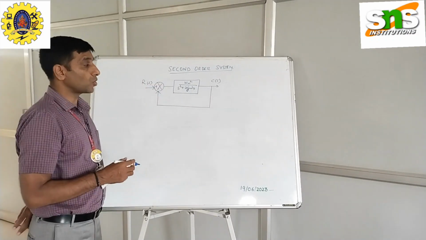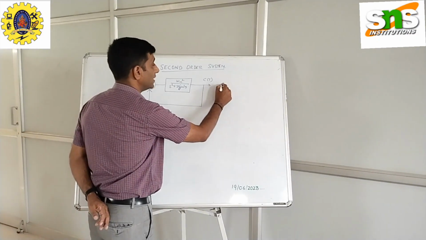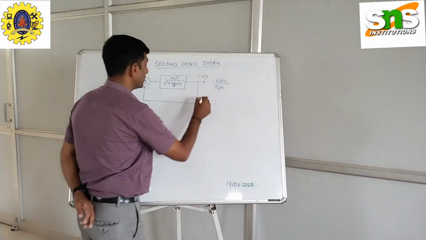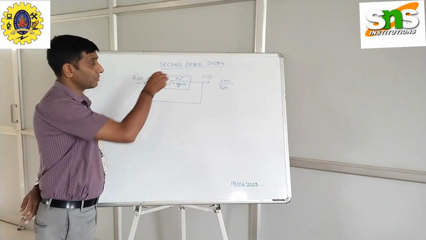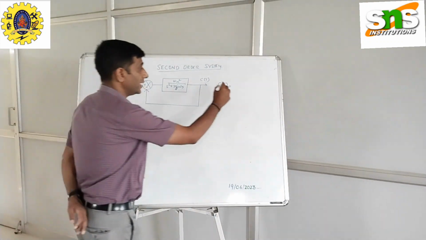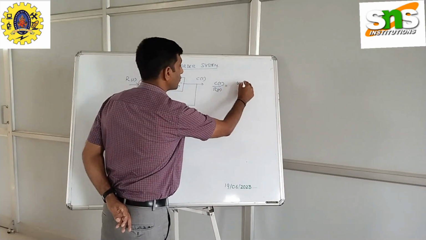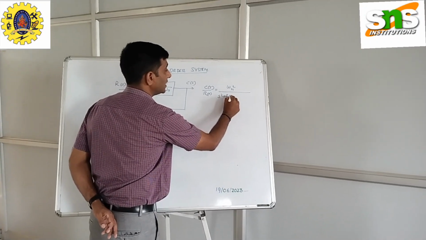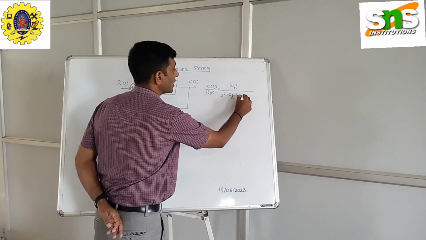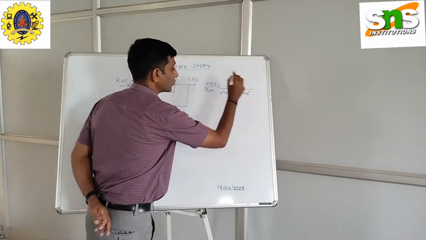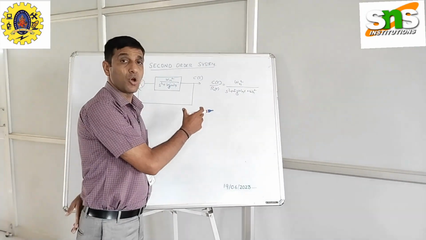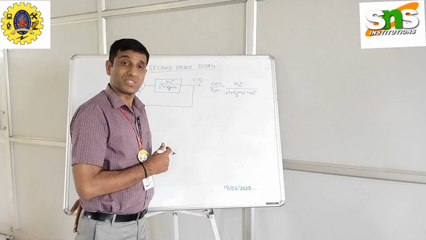Now the closed loop transfer function is given by C of s by R of s, and it is a unity feedback system. So when we find the closed loop transfer function, it is given by omega n squared divided by s squared plus 2 zeta omega n s plus omega n squared. This is the standard representation of a second order control system.